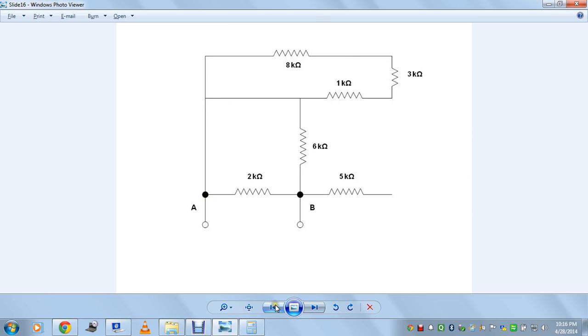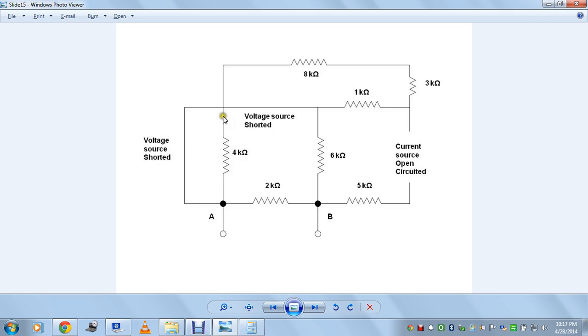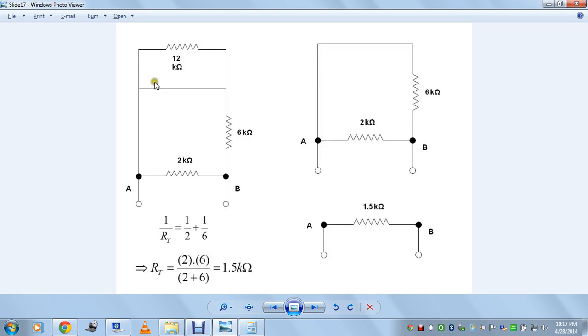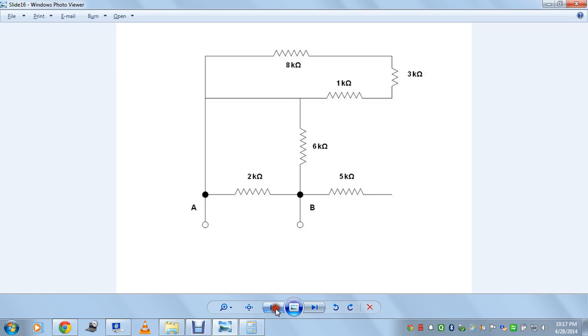It was gone. Now this 4 kilo ohms is gone because, as I said a while back, when you have a simple wire connected across this 4 kilo ohms, the parallel addition will be a result of no resistance at all, which is nothing but a simple wire. That's what you're seeing here, a simple wire. So the next reduction will be as such.